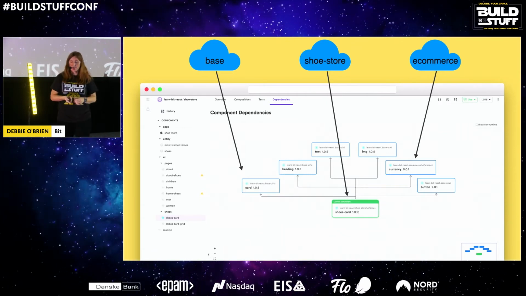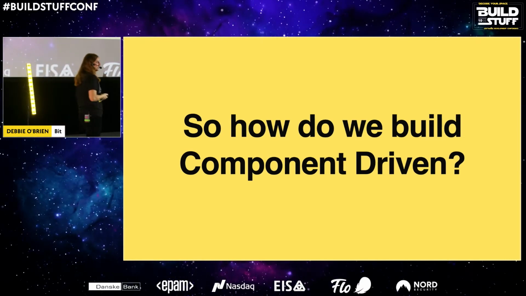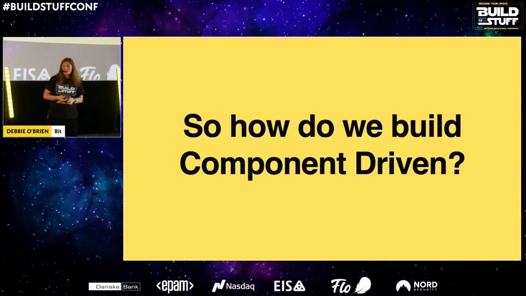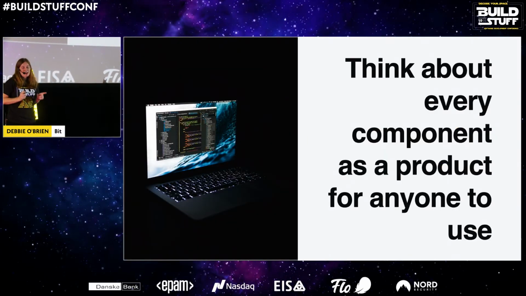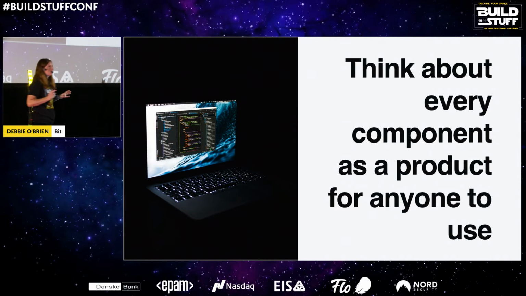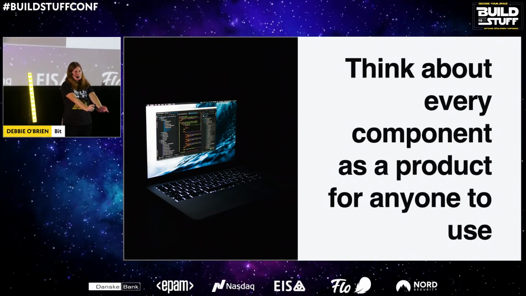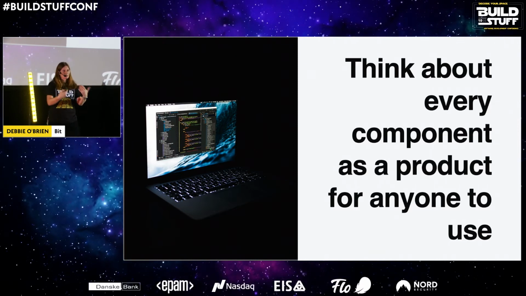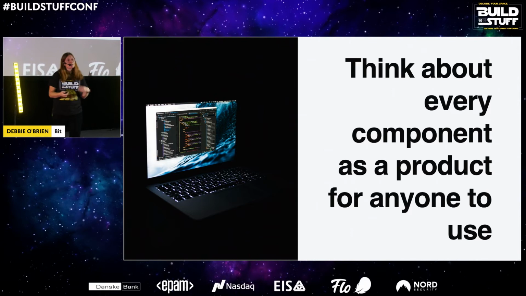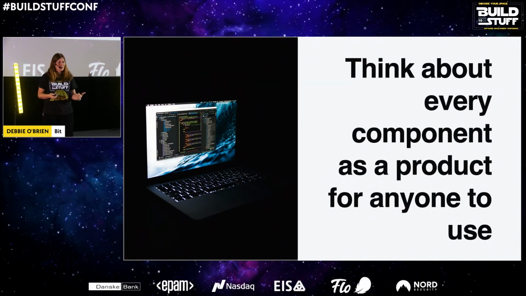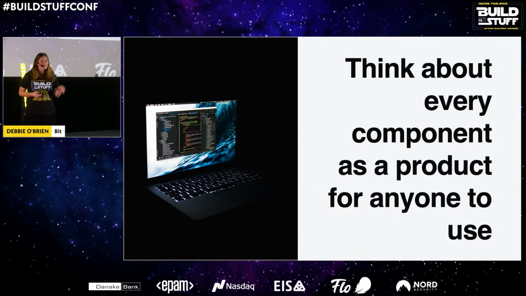Can you do whatever? So how do we actually build component driven, right? We're thinking, oh, okay, maybe I can do this. How do we do it? We want to think about every component as a product for anyone to use. So you almost want to think like you're building open source, right? If you're building something for open source, you want everyone to adopt what you're building. You want everyone to use it, consume it, and you'll be happy when you get all these stars and someone's using your component.